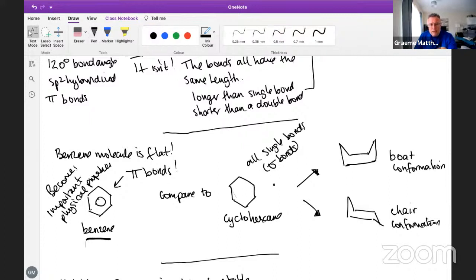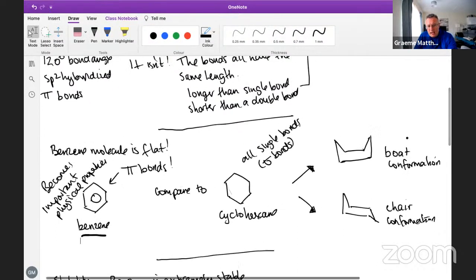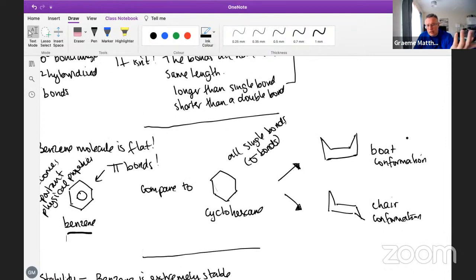Right, now, if I take benzene, which is flat, and compare it to cyclohexane, you see what the difference is. Cyclohexane is all single bonds. It's just carbon, carbon, carbon, carbon, carbon going around the ring. It is a single bond. Now, because it's a single bond, you can rotate the atoms around those single bonds. There's nothing locking them into place.